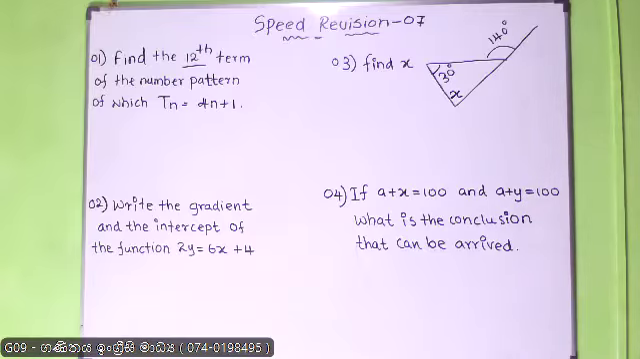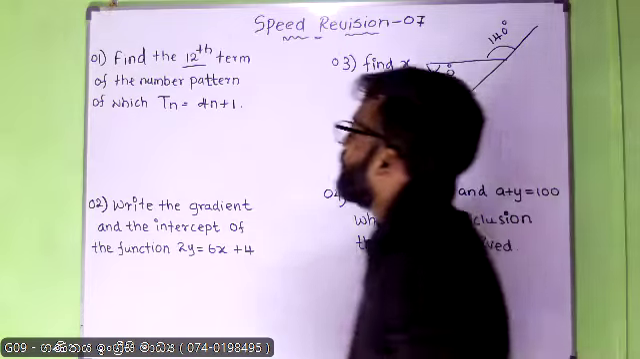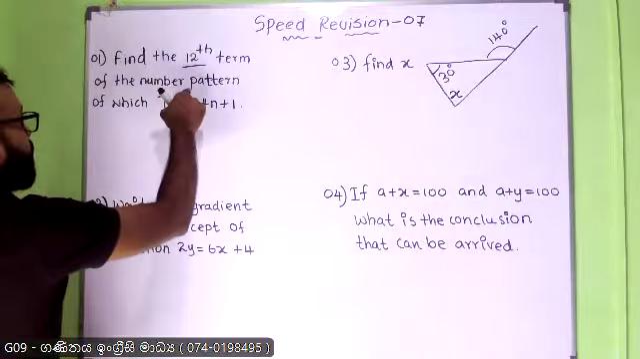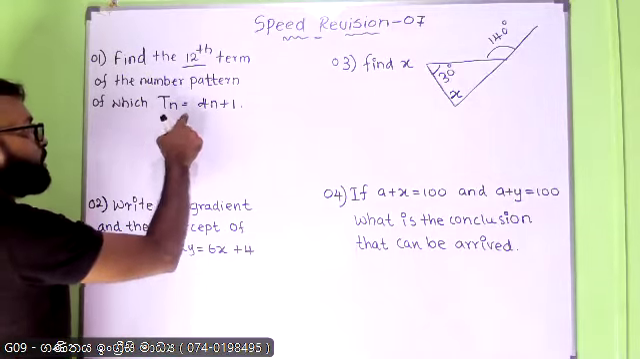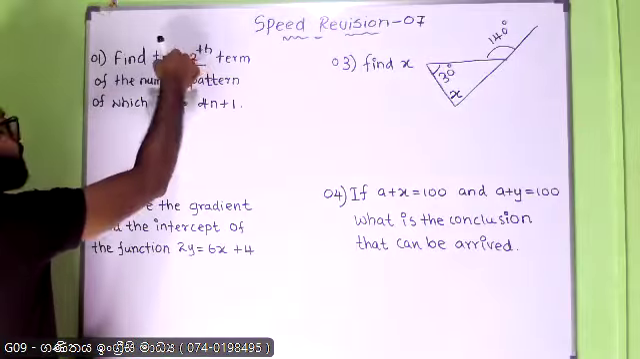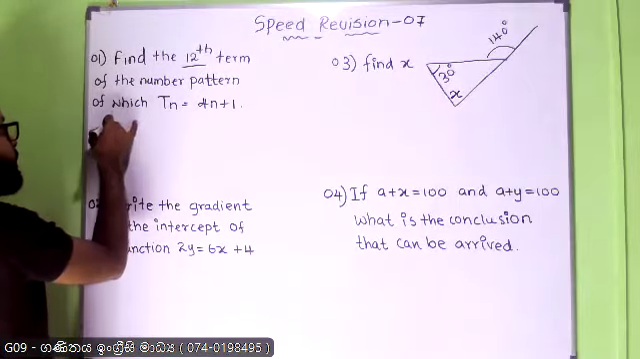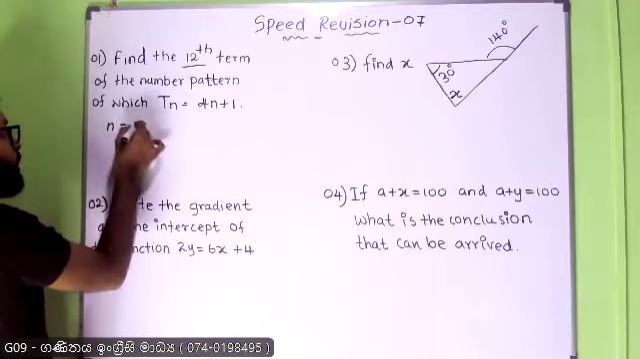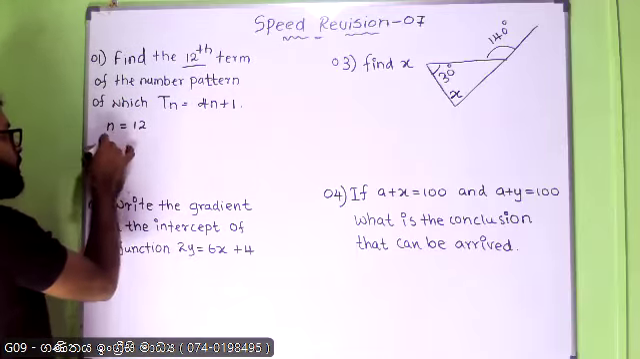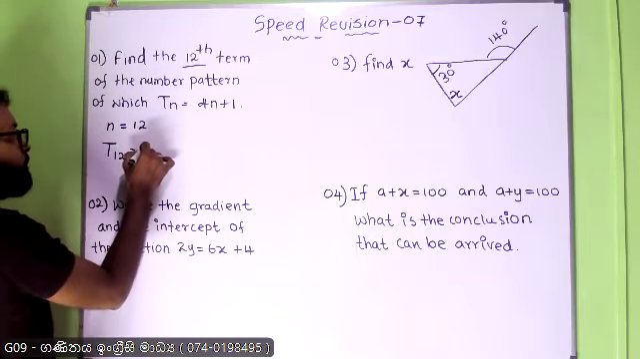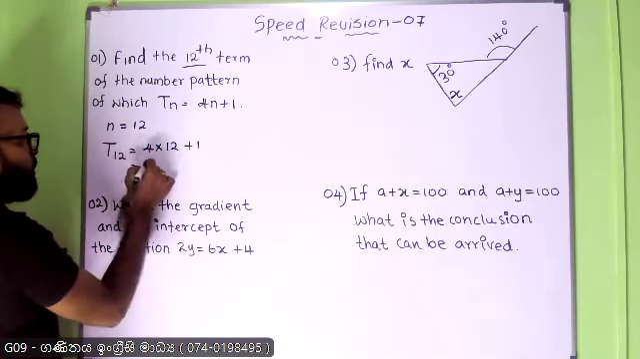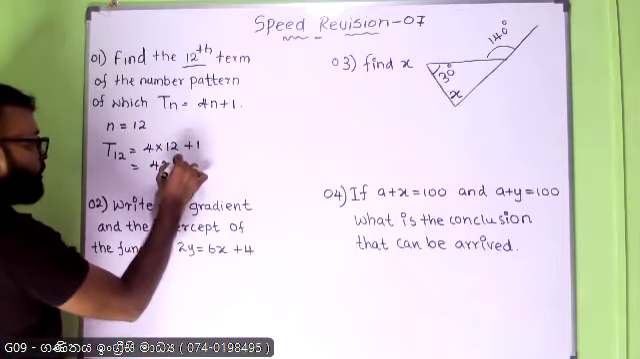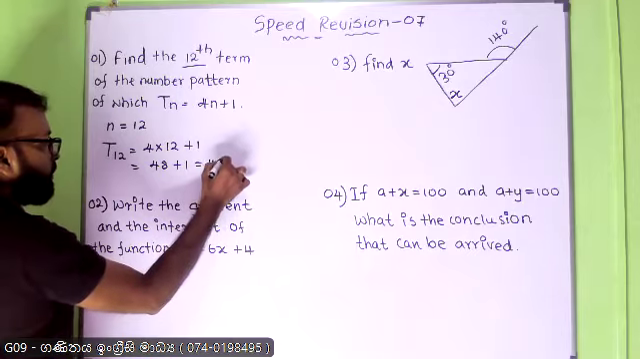Right, okay. Look at the word, right? Find the 12th term of the number pattern of which the general term, Tn means general term, equals 4n plus 1. So if you want to find the 12th term, that means n equals 12. So you have to substitute n equals 12 in this, right? T12 equals 4 times 12 plus 1, instead of n I am going to substitute 12. 4 times 12, 48, plus 1, it gives me 49, right?